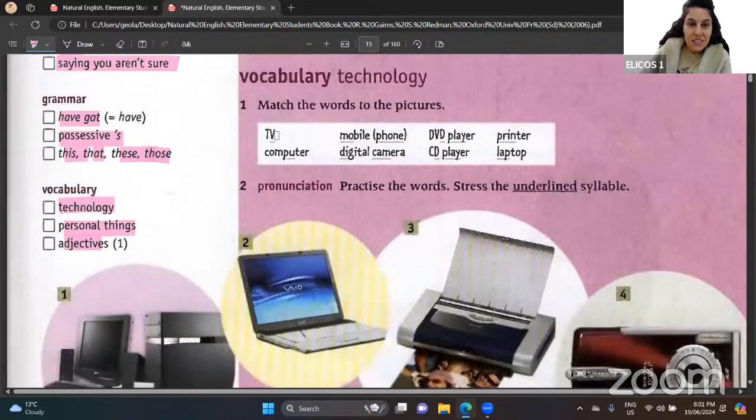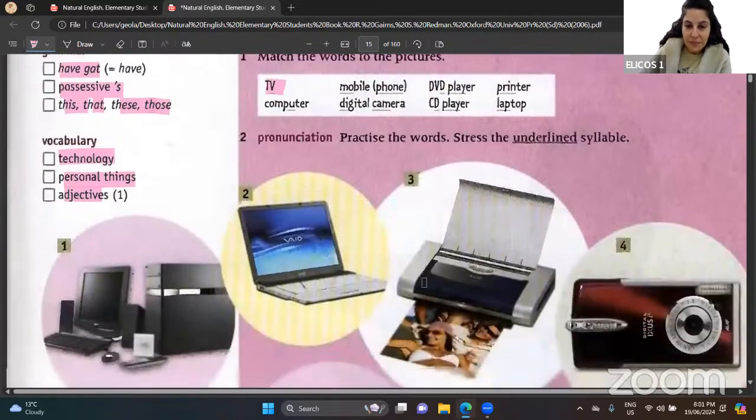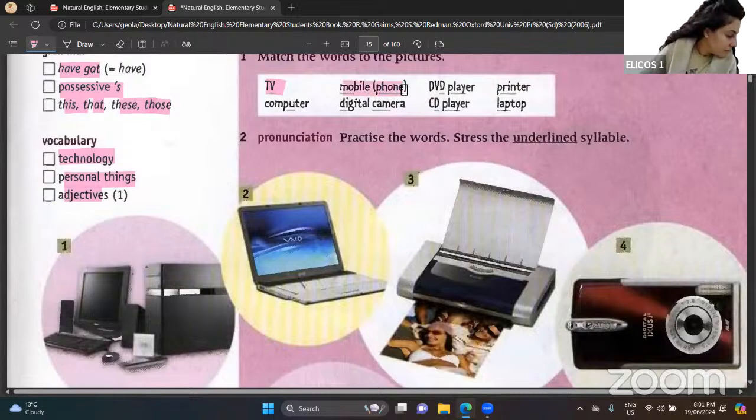We've got the images, so TV. You can see the picture, number 8, TV, mobile phone. Number 5, DVD player. 7, printer. 3, computer. 2, digital camera. 4, CD player.